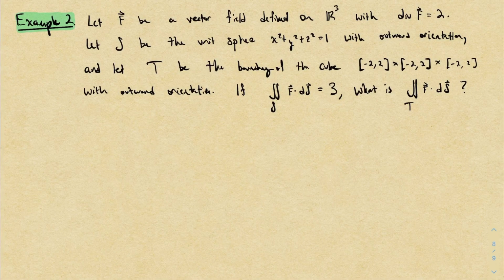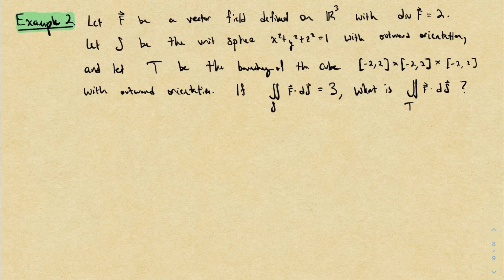In this last example, we're given a vector field f, but we're not actually told what the vector field is. The only thing we're told is that it's defined on R3 and it has divergence 2. Then we're told that S is the unit sphere with outward orientation, and T is the boundary of the cube -2 to 2 cubed. So this is the cube centered at the origin where each side has length 4, and this also has outward orientation.